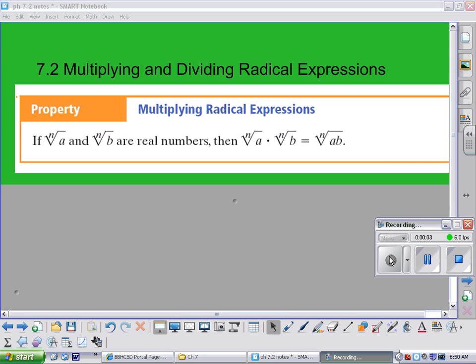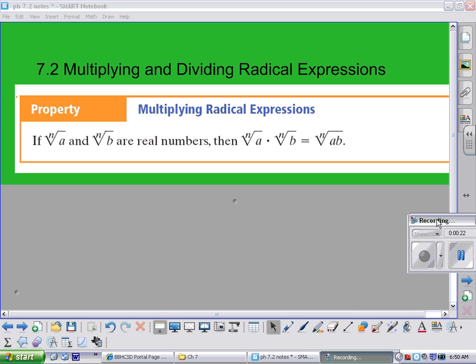Hello, how's everybody today? Today we will be multiplying and dividing radical expressions, and I've got really good news for you. Since you've simplified radicals earlier this year, this should not be that much of a problem, because you really have this skill from your simplification from what you've done earlier this year.